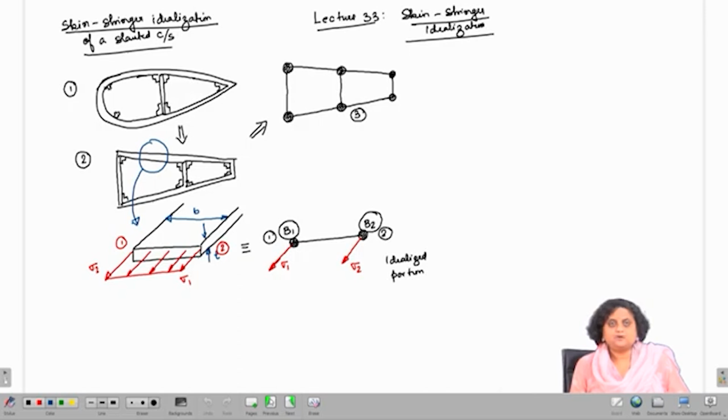In the last lecture, we encircled a small slanted portion, enlarged it and drew the distribution of the normal stress in that portion. If we idealize that portion by two booms B1 and B2 with the same stresses sigma 1 and sigma 2 at booms 1 and 2, then we need to find out what would be the area B1 and the area B2. To find this out, let us take moment about point 2.